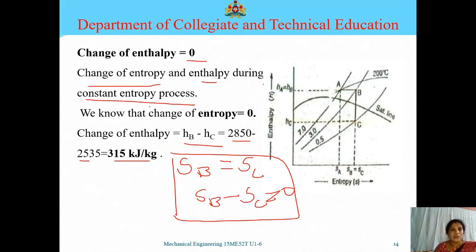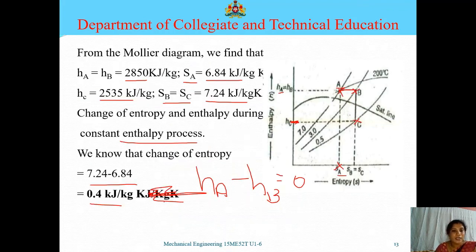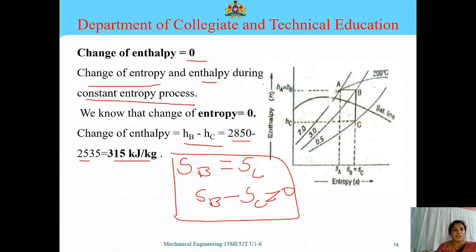And at last, we found out the value of change in enthalpy and change in entropy. For the constant enthalpy process, the change in enthalpy will be 0. That means we need to find out only the change in entropy value. Then for the second process, the constant entropy process, the change in entropy will be 0. For that particular case, we need to find out only the change of enthalpy. The change of enthalpy answer we got was 315 kilojoules per kg.